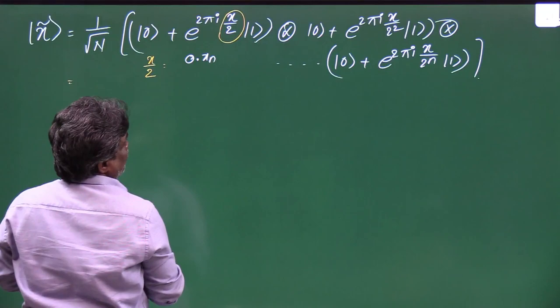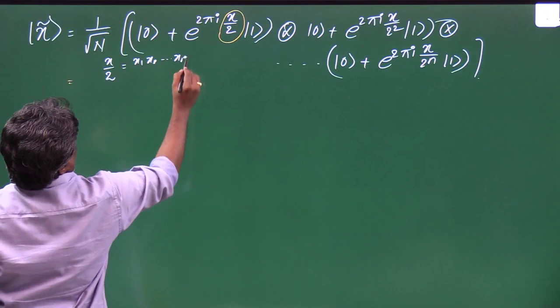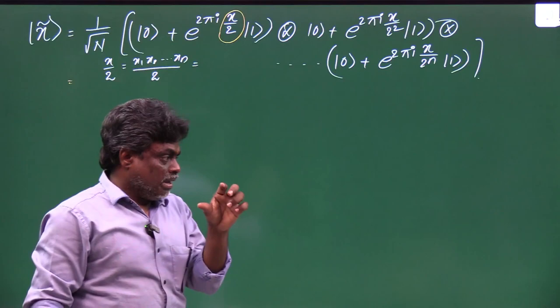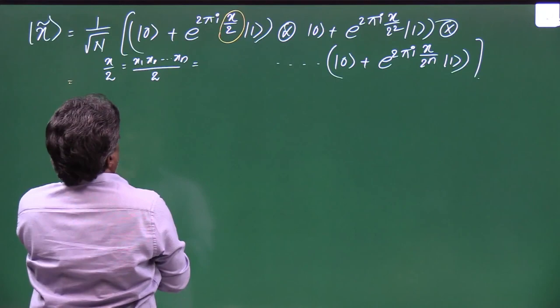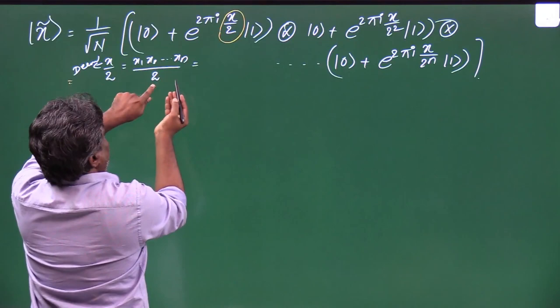I will write one more time clearly. So here we want to check what is x by 2. X by 2 is nothing but x1, x2, so on, xn by 2. Earlier I said, okay? Whenever you are dividing, this x on the left side is basically your decimal. These are binary. Converting it to the binary on the right side, and then you are asking me what would be the equivalent form. So x1 dot x2, x3 till n.